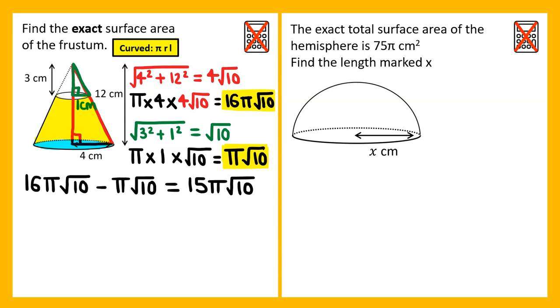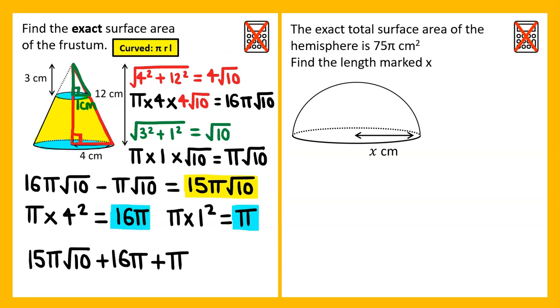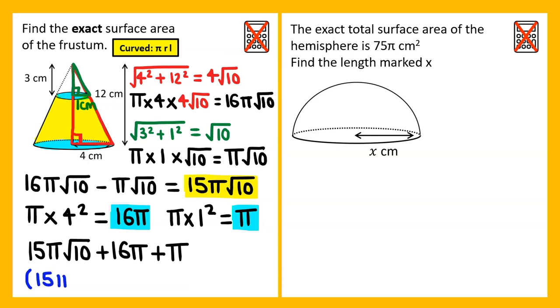Lastly, I need to work out the area of the circular faces and add these on. I have a larger one at the bottom and a smaller one at the top. The larger one would be pi multiplied by 4 squared, which is 16 pi, and the smaller one would be pi times 1 squared, which is just pi. Now I can add all of these components together to give me the total surface area. 15 pi root 10 plus 16 pi plus pi simplifies to give me a total of 15 pi root 10 plus 17 pi centimeters squared.